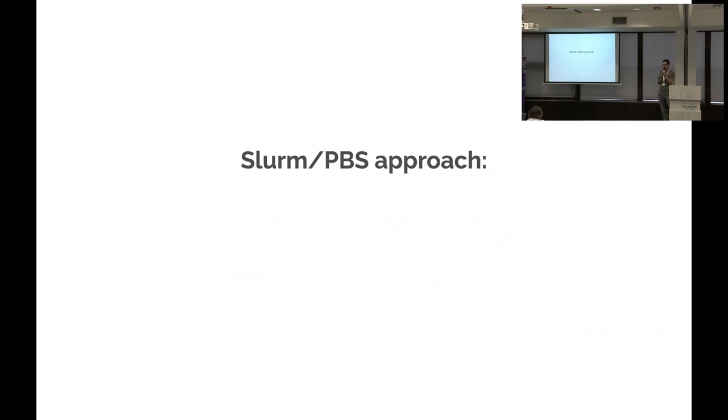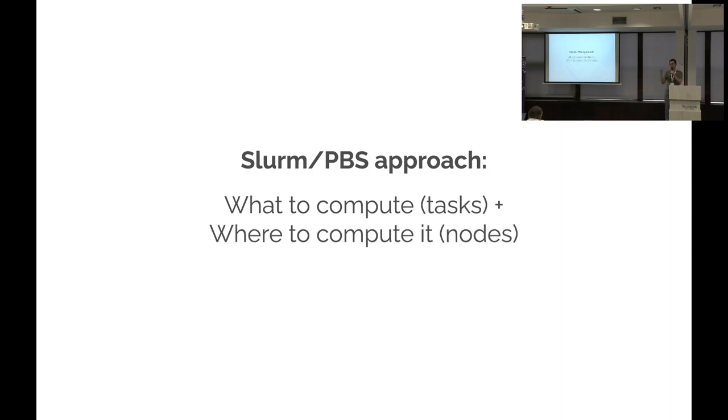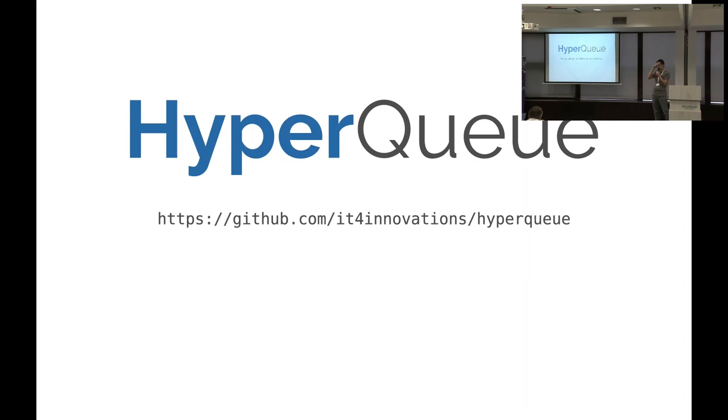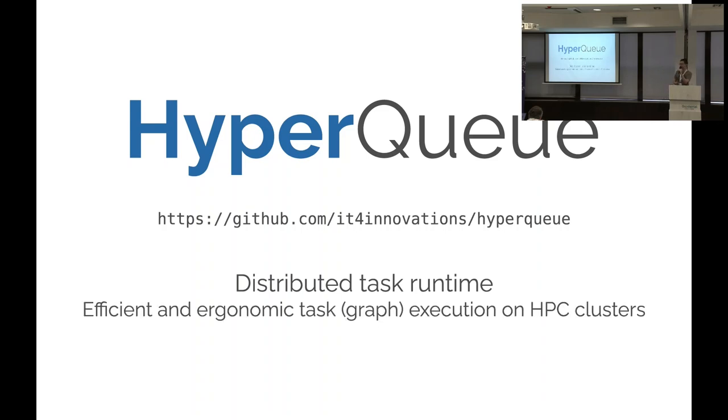So the issue with Slurm and PBS is that it ties what do I want to compute, the tasks, with where should they be computed, the nodes. And in Slurm and PBS, you always submit those two things together, right? You need to say, I want to compute this on this bunch of nodes, and it's always tied together. And this is very inflexible. So, enter HyperQueue. HyperQueue is a distributed task runtime that was built from scratch to be optimized for HPC use cases. And its goal is to enable efficient and ergonomic task graph execution on HPC clusters.